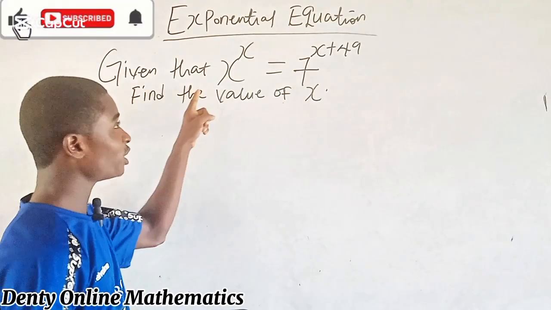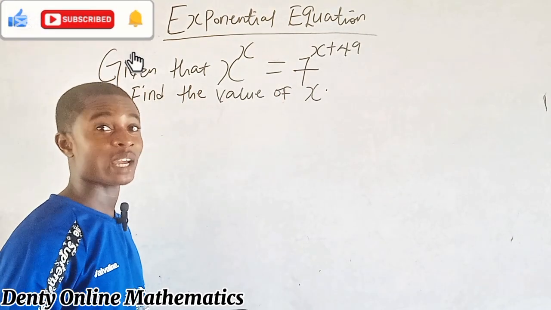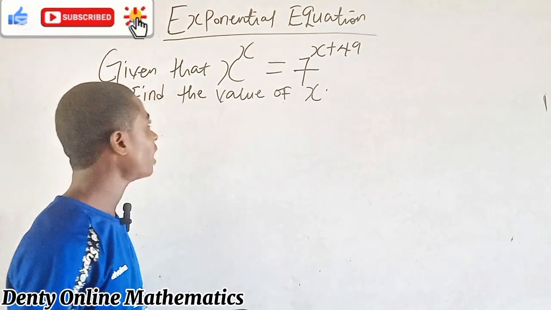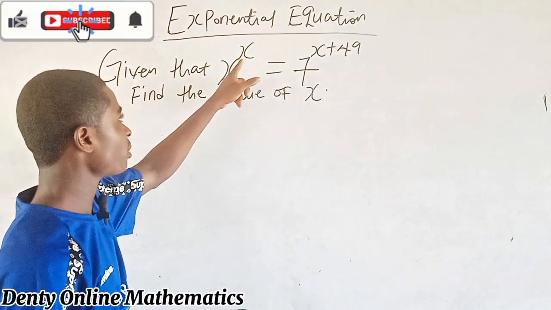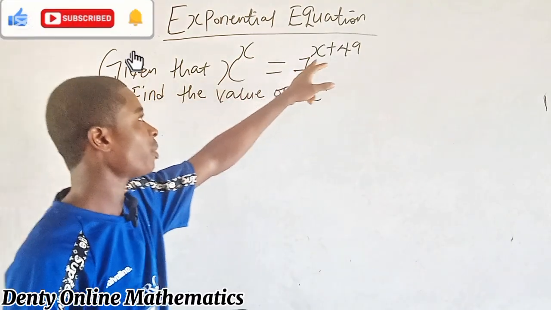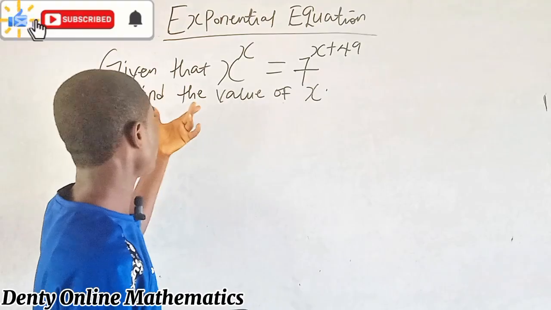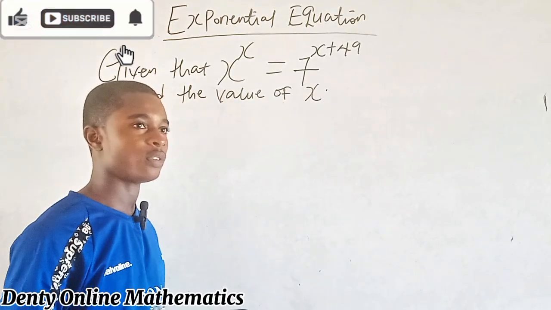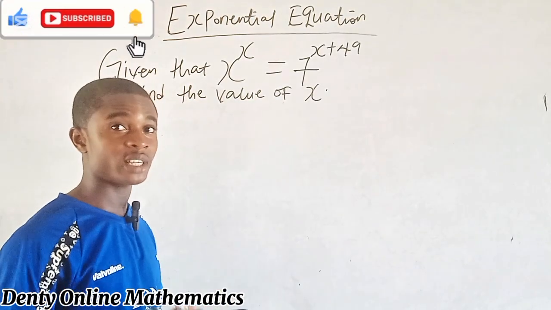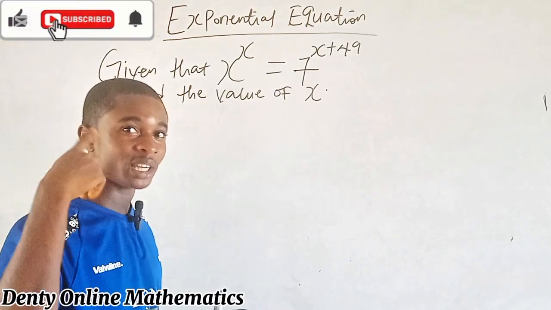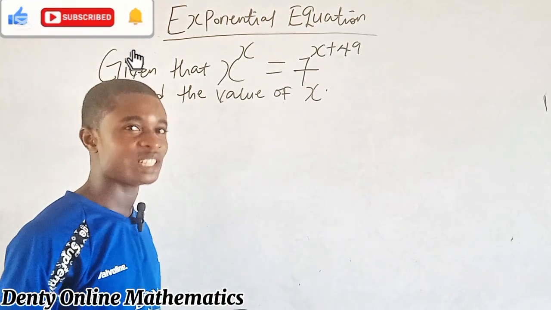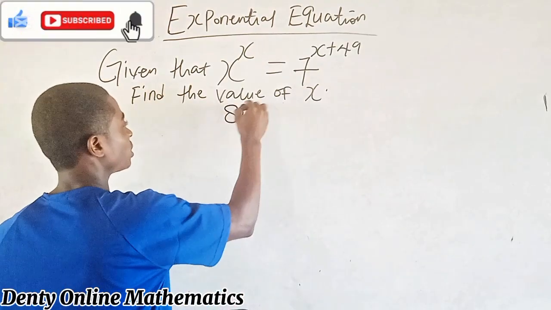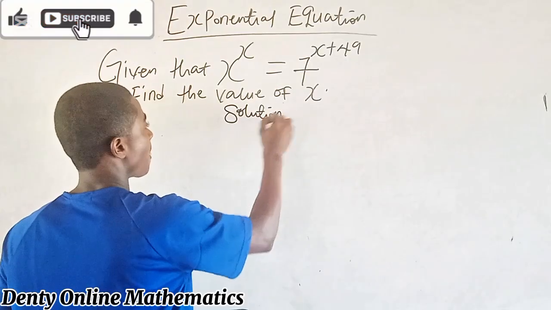If you can solve this question, that means you are a genius. Now, we are given that x raised to the power of x equals 7 raised to the power of x plus 49. We are asked to find the value of x. This is very simple, but just like I told you, if you can solve this, you are a genius. Now, here is the solution to this problem.